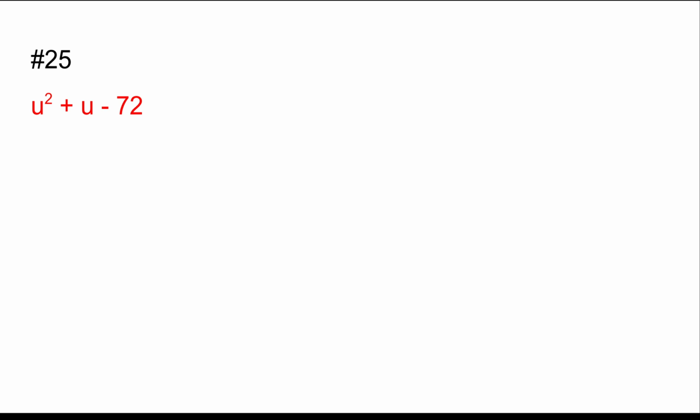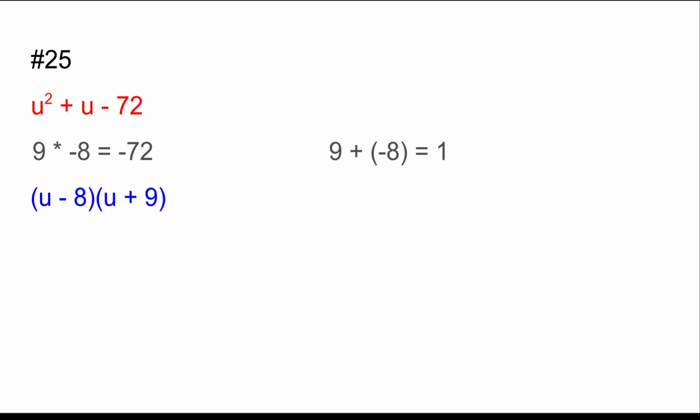Number 25. Now this one's a little easier. We already know this one, I bet, in your head. u squared plus u minus 72. So negative 72 can be found by 9 times negative 8. And then 9 plus negative 8 gives us that 1, that middle positive u. So our factors are u minus 8 times u plus 9.